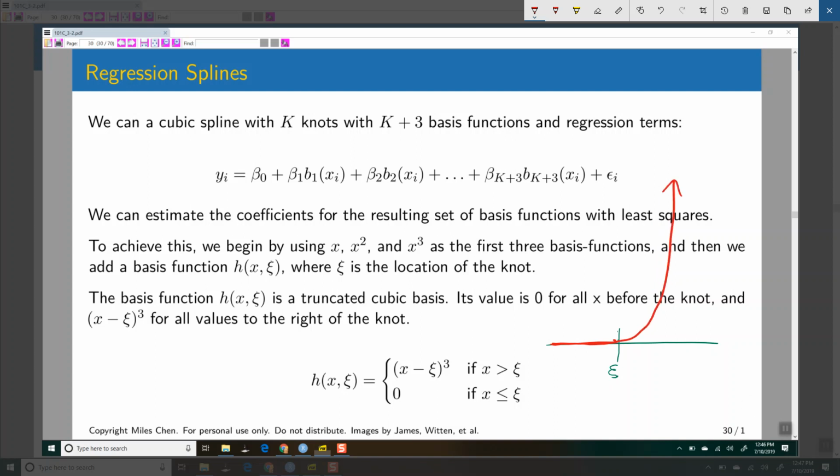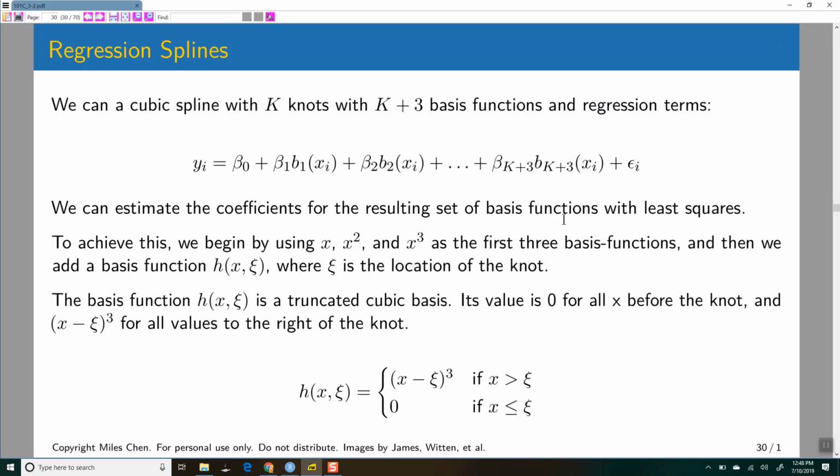So this part is like x cubed, but it's technically x minus xi cubed, and over here this is just y equals 0. So this function is smooth, because as you come in from the left, the derivative is going to be 0, and as you come in from the right, the derivative is 0. So the derivative is smooth there.